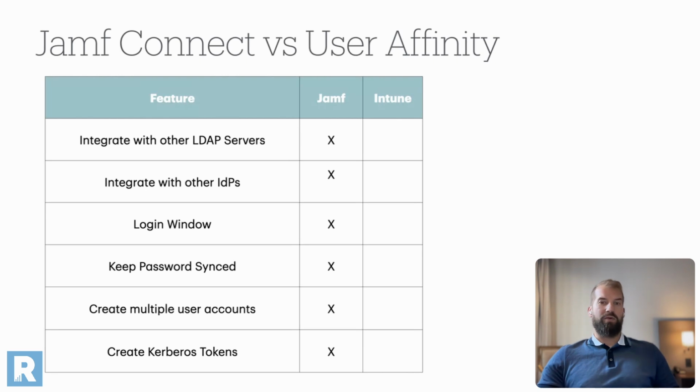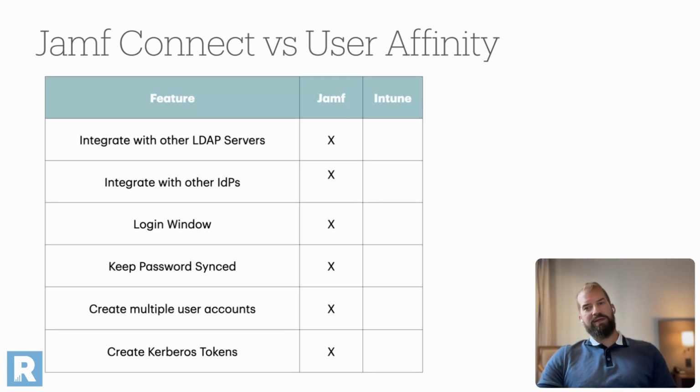User affinity can only be done through Microsoft Intune. Jamf Connect has its own login window. User affinity clearly doesn't. It keeps the password synced. User affinity doesn't really even have a macOS app to do that. You can create multiple user accounts, and you can also create Kerberos tokens. All things you can't do with user affinity through Intune.